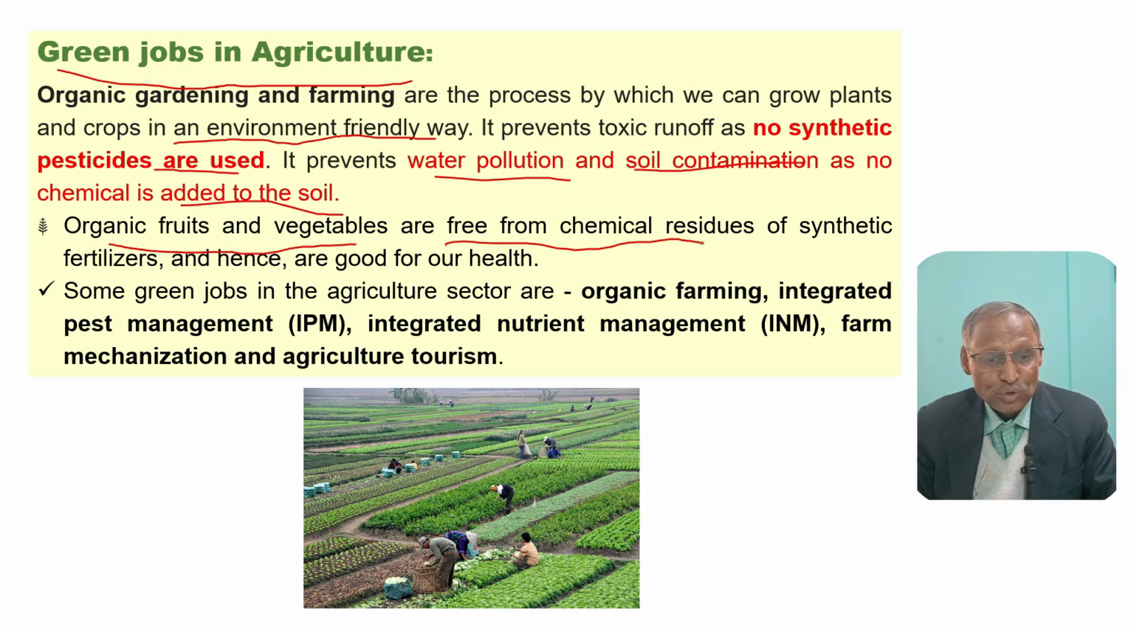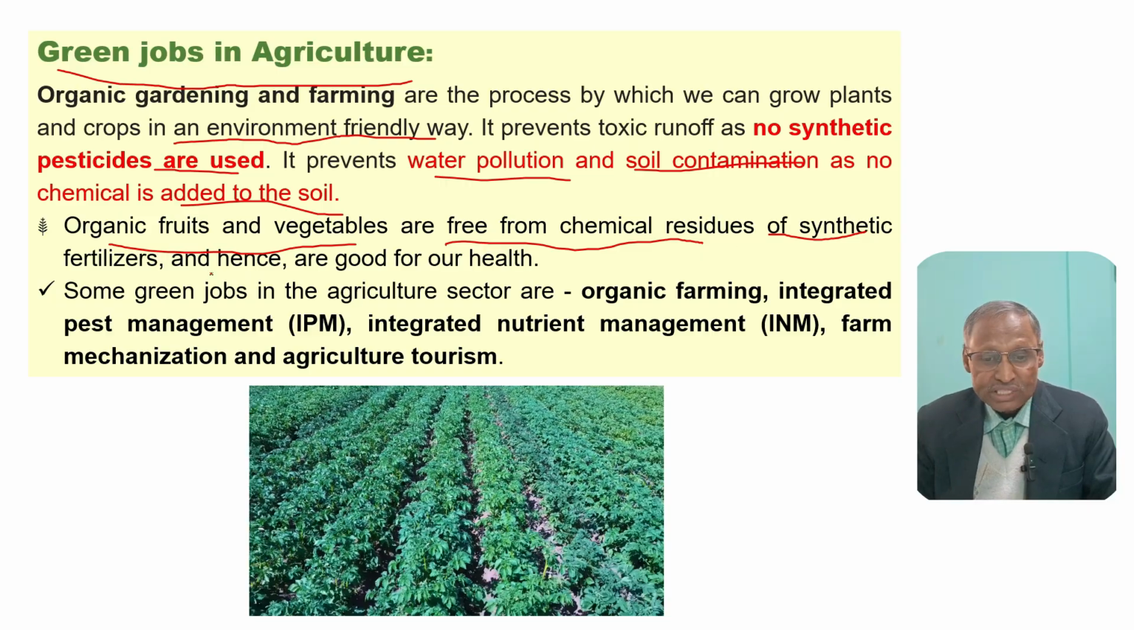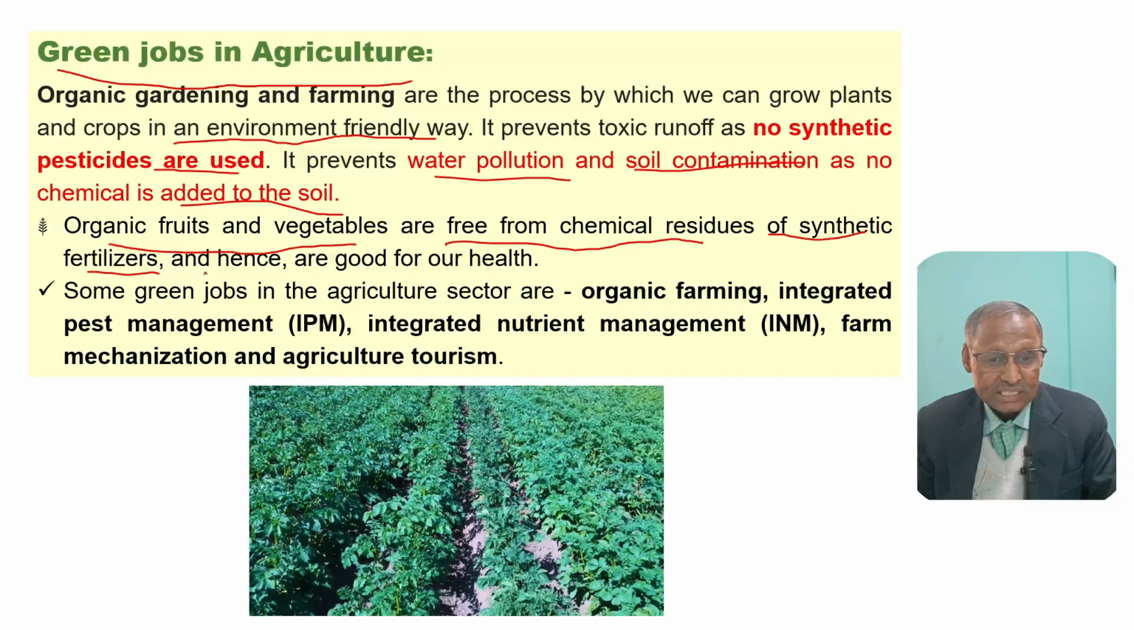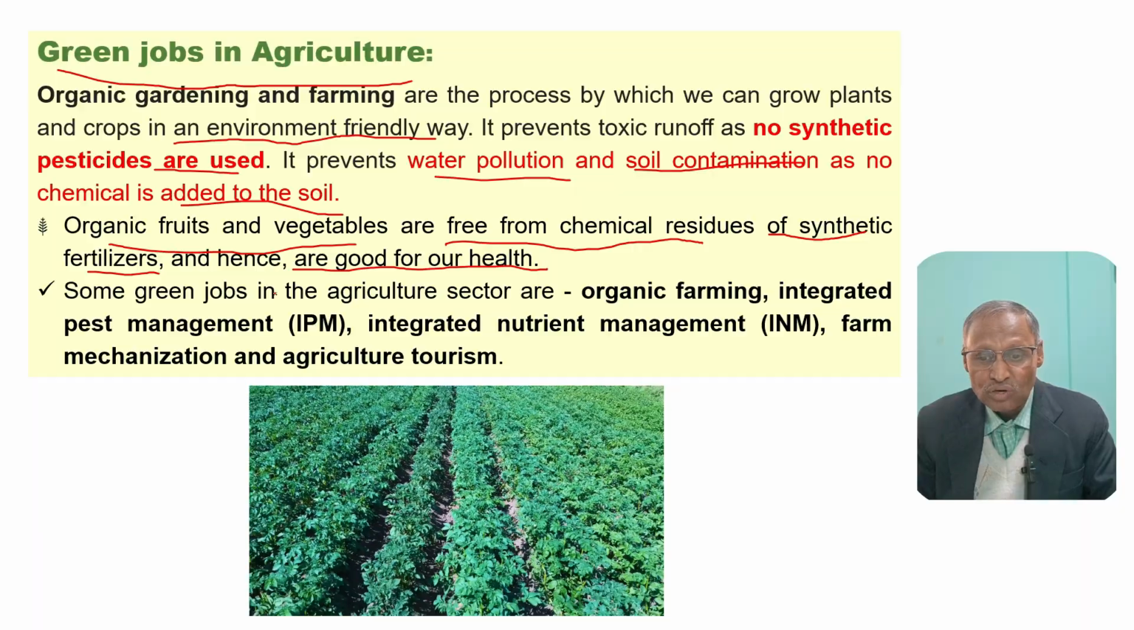Thus, organic fruits and vegetables are free from chemical residues. So chemical residues are harmful for our health and cause many different diseases. So organic fruits and vegetables are free from chemical residues of synthetic fertilizers, that is the artificial fertilizers or pesticides, and hence are good for our health.